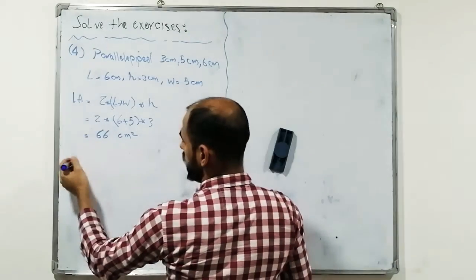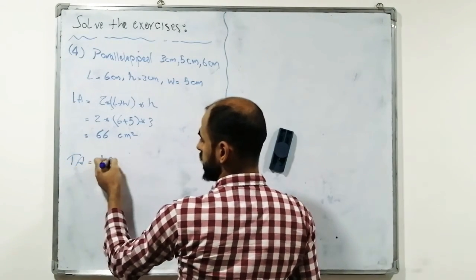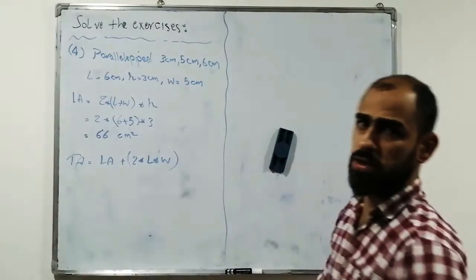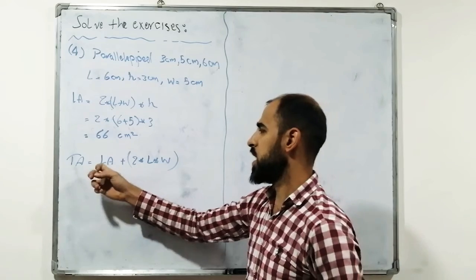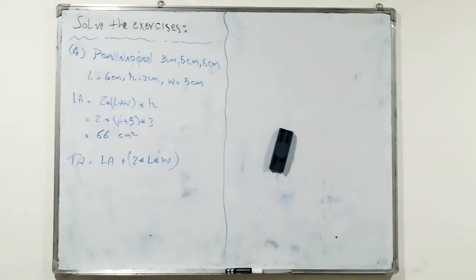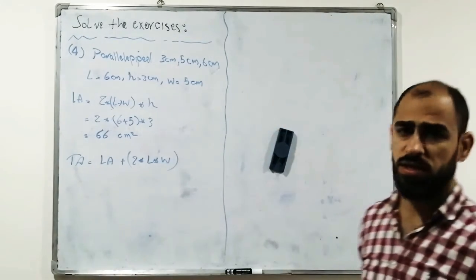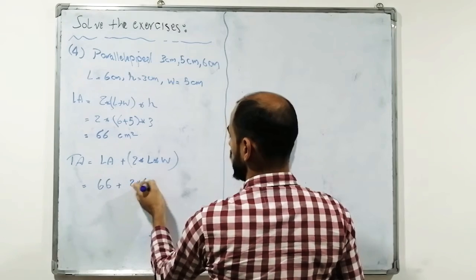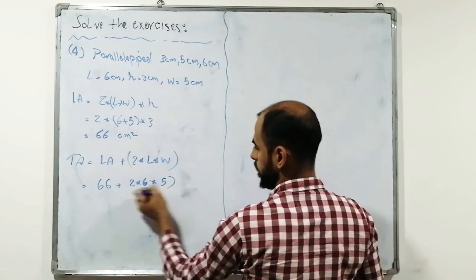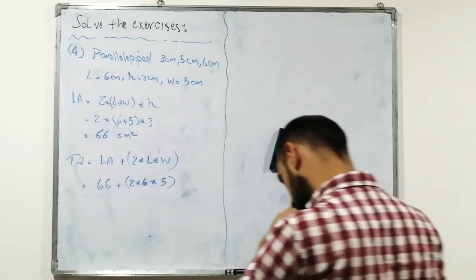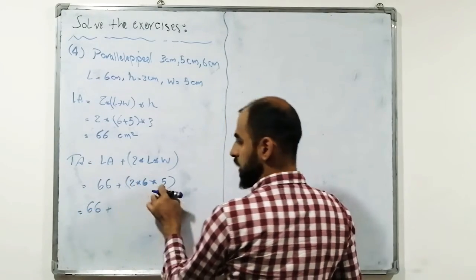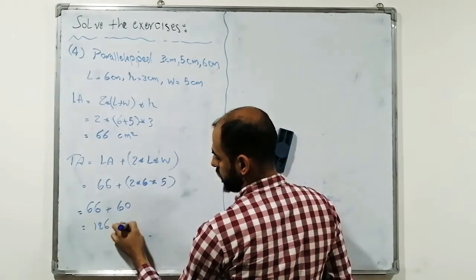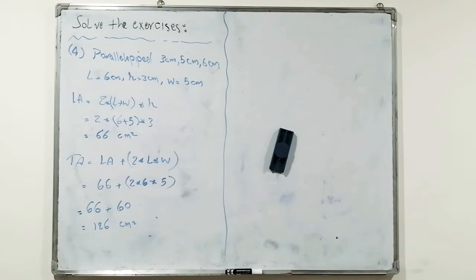Now we will find the total area, which is the lateral area plus 2 by L by W. Instead of substituting the law of lateral area and simplifying again, we will substitute it from the previous step. Directly substitute 66 plus 2 by L, which is 6, by W, which is 5. 66 plus 2 by 5 is 10, by 6 is 60. So it will be 126 centimeter squared, which is the total area of this parallelepiped.